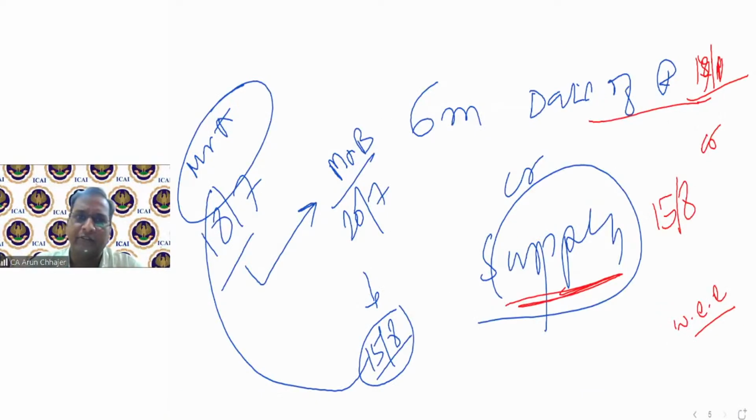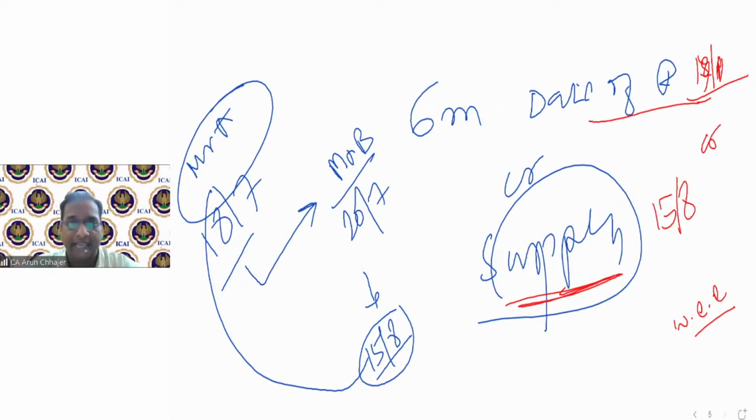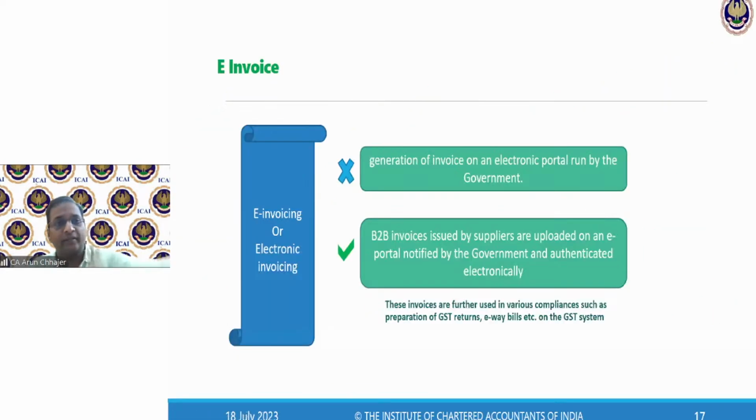Do you know what is the limit for E-invoice? E-invoice is applicable to which category of the taxpayer? This is my question. If you are aware, then tell me. If you are not aware, no problem.